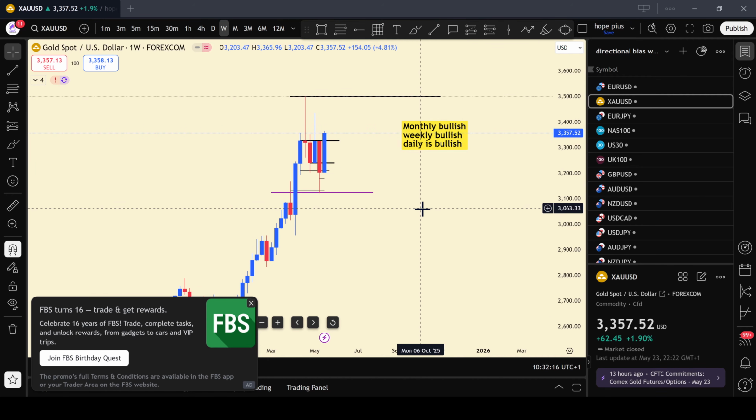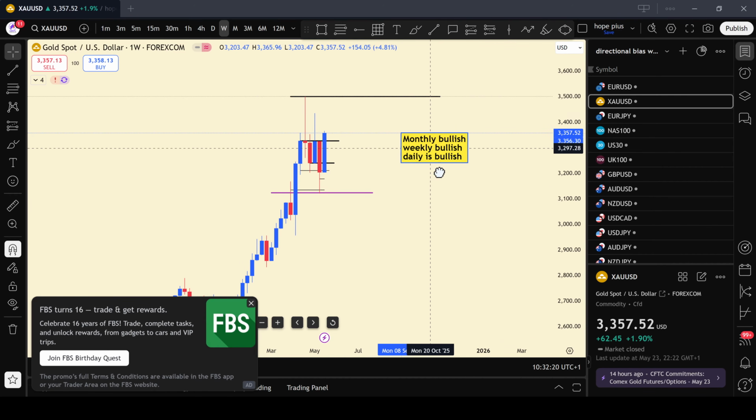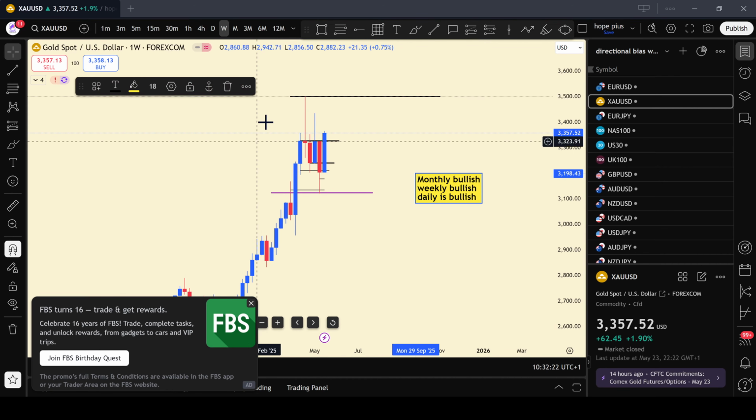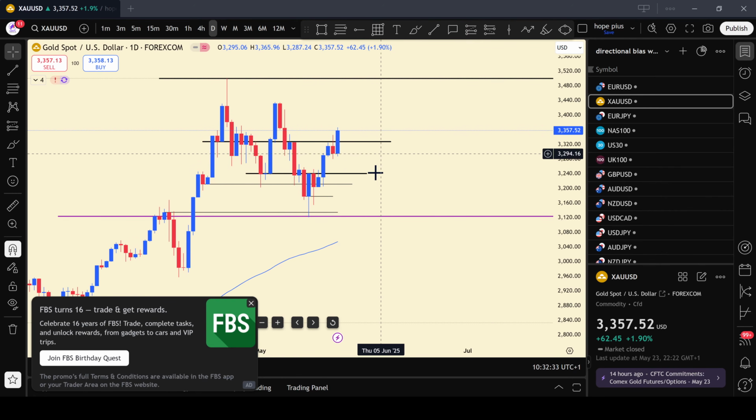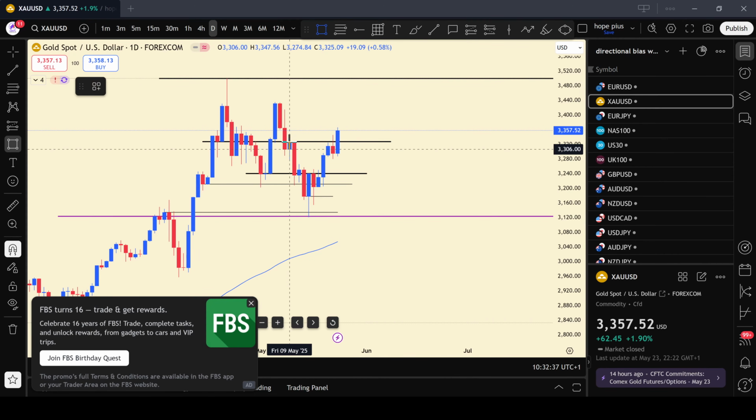So now we have both monthly and weekly bullish. Is the daily still in this agreement? So move to the daily time frame. As you can see, the daily, we've closed above this, we are obviously bullish. So what do we need to do? We start framing areas where we can start taking a trade.